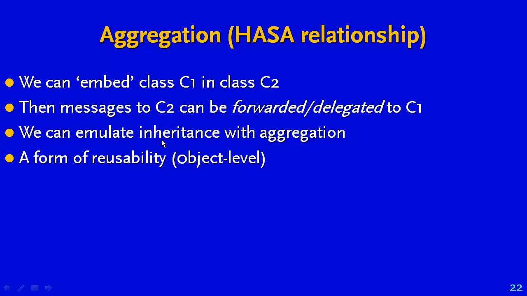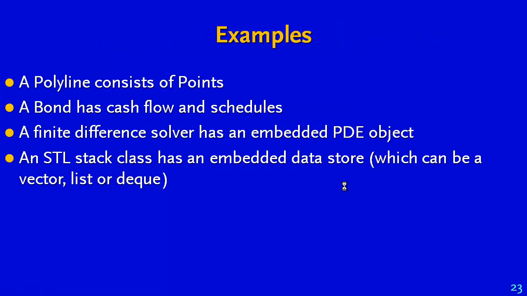As I've said, inheritance is an optimization technique. We can emulate inheritance with aggregation. Instead of saying C2 is derived from C1, I just embed C1 in C2, and all the new functions in C2 will just delegate to C1. It's a form of reusability at object level.